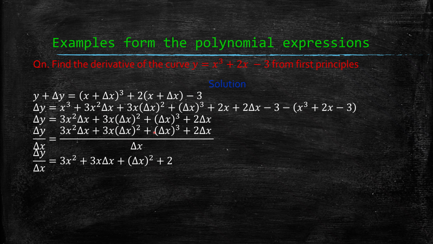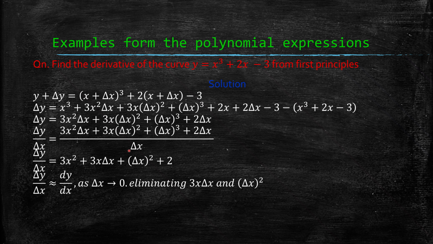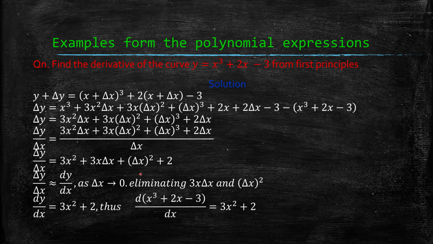When we take limits, small change in y over small change in x is going to approximate to dy dx as small change in x approximates to 0. That means that anything that has small change in x is going to be multiplied by 0. That means we shall eliminate it. This will go and that will go, such that our final expression for dy dx is going to be equal to 3x squared plus 2, and that's how our function is going to be.